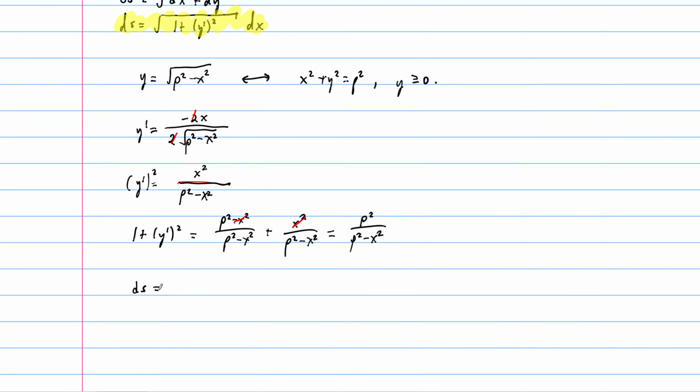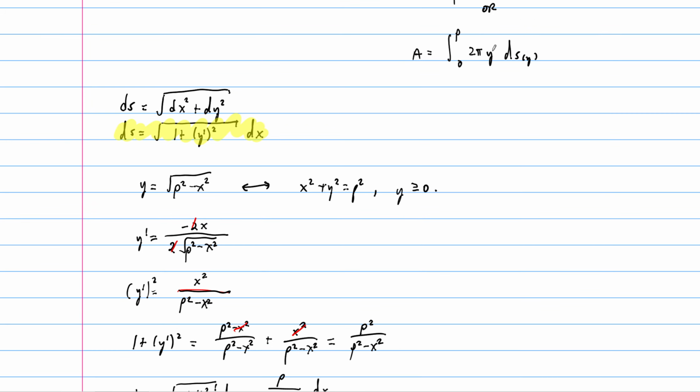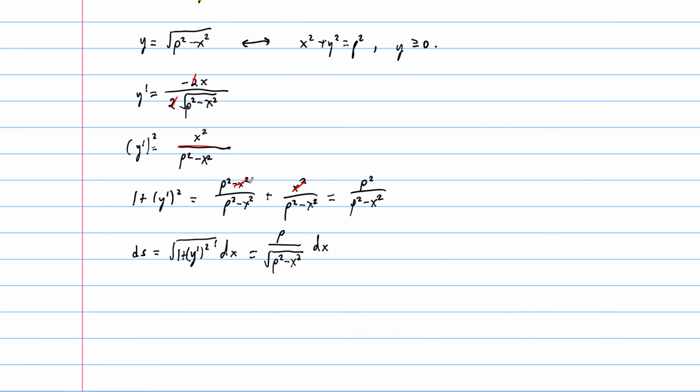So ds is then equal to the square root of 1 plus y prime squared, then times dx, don't forget that, right? Well, when you square root this, rho is positive. This stuff, you can take the square root, right? And you end up with rho over square root of rho squared minus x squared times dx. And at this point, in my mind, I knew we wanted to get back to this y version. But now, look what we have. We can rewrite this. This is y, right? And this shows up right here. And so this whole thing can be written as rho over y times dx.